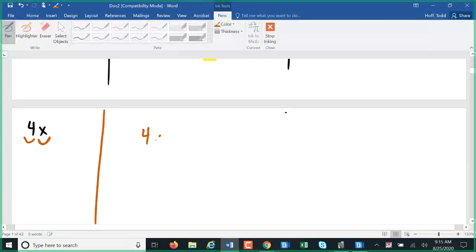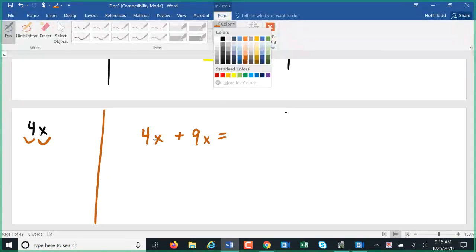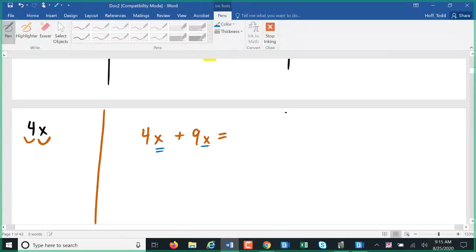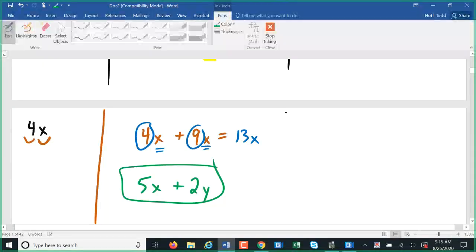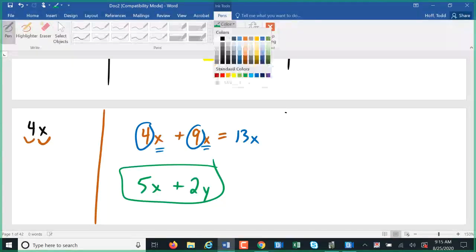So if I go to do an operation with it, 4x plus 9x, when I add or subtract, I need the same name. Well, I have the same name. They're both x. So then I combine the counts. 4 plus 9 is 13, and I keep that same name of x. If I had 5x plus 2y, I get 5x plus 2y. Just like 5 feet plus 2 pounds, I cannot combine those with addition or subtraction because they have different names.